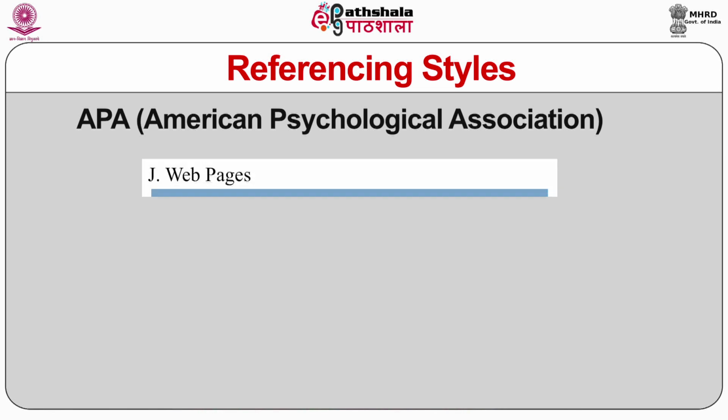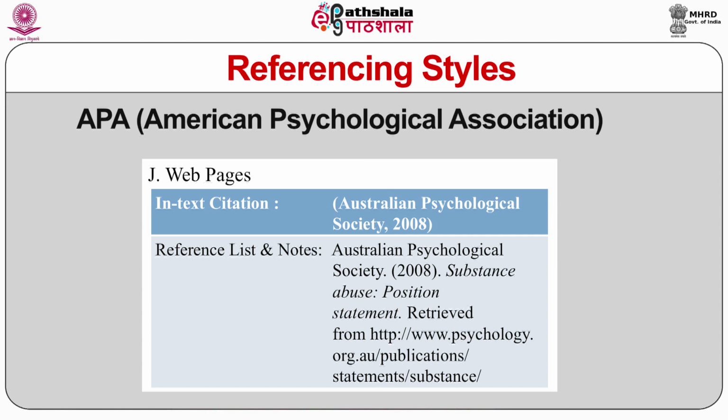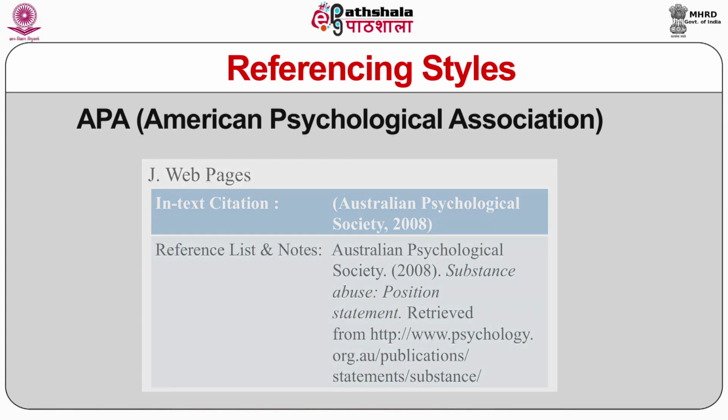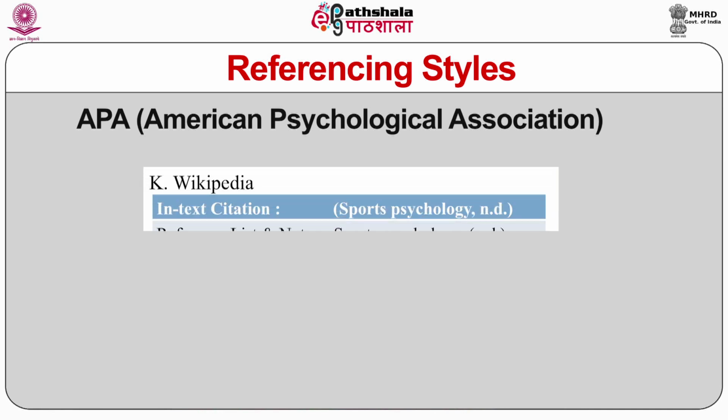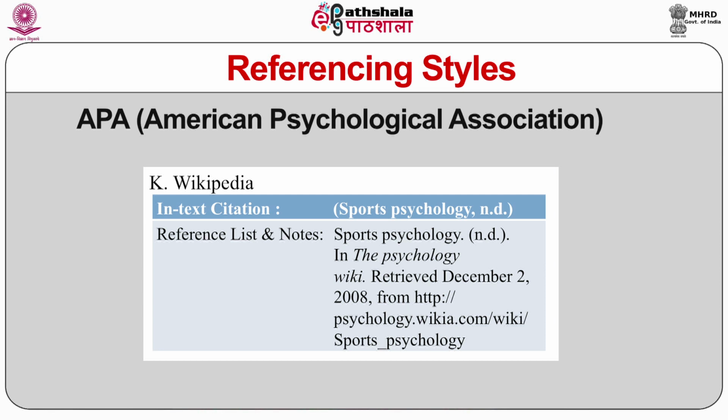In case you refer to a web page, in text it will be, say for example, the Australian Psychological Society 2008, and in the references you again mention the same thing as you mentioned in the text along with the complete web address. In case you refer to something from Wikipedia, the in-text citation will be like this: sports psychology, n.d. And in the references the same, followed by the psychology wiki, retrieved, the date on which it has been seen, along with the complete web address.